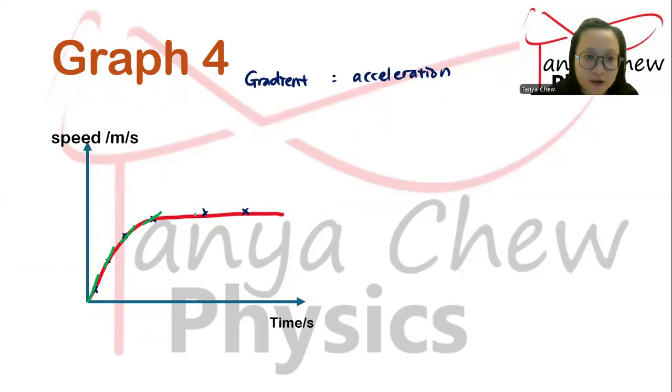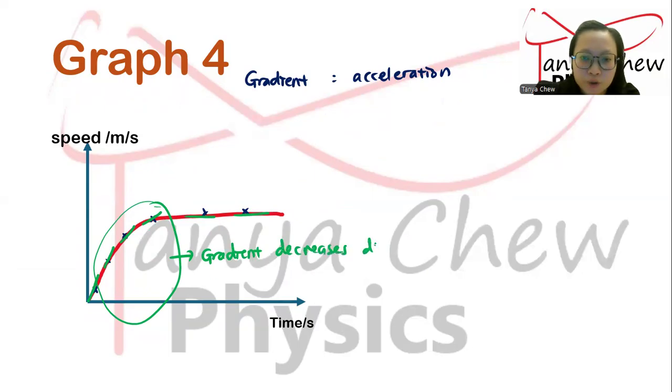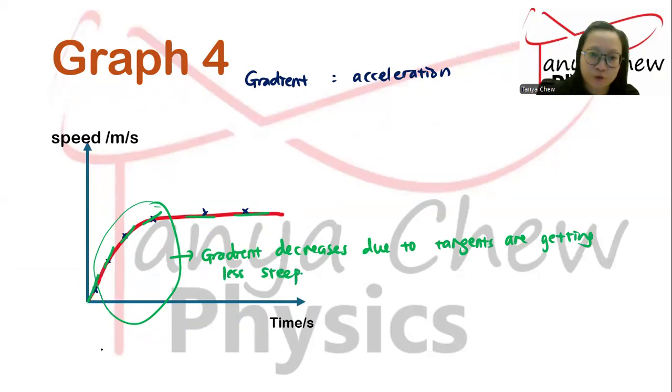So you could see that my tangents are getting less steep because it is moving towards the x-axis. It is becoming the x-axis, right? So this part of the gradient, I could say that gradient decreases. Why? Due to tangents getting less steep. So when the gradient is decreasing, we could say that acceleration decreases.